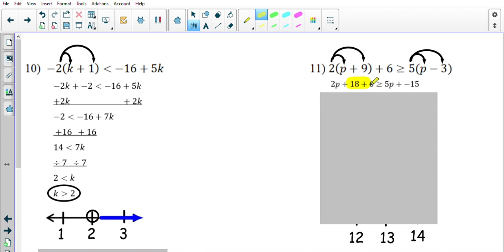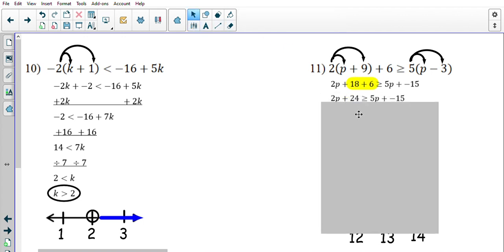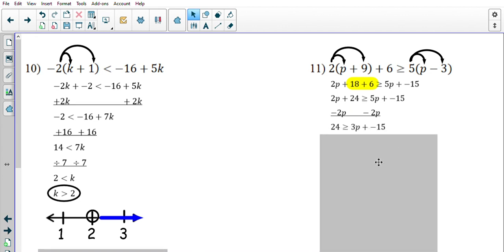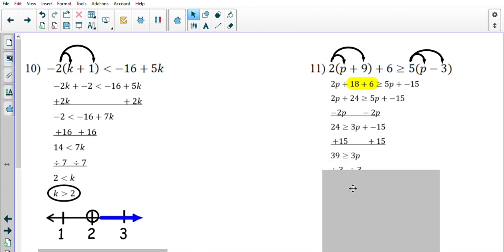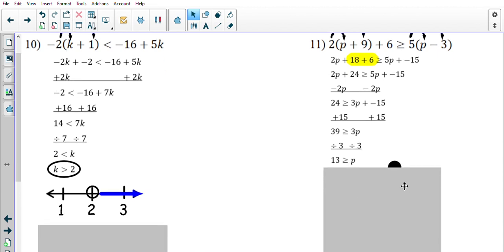I would suggest combining the 18 and 6, which are like terms together, to get 2p plus 24 is greater than or equal to 5p plus negative 15. 2p is smaller than 5p, so that's what I would move. It's positive, so I would subtract 2p from both sides. That will get us 24 is greater than or equal to 3p plus negative 15. Now it's a two-step inequality. Let's add 15 to both sides. To get 39 is greater than or equal to 3p. Divide both sides by 3 to get a solution of 13 is greater than or equal to p.